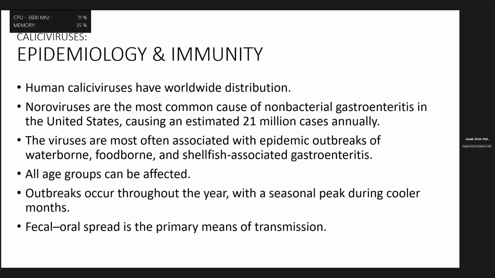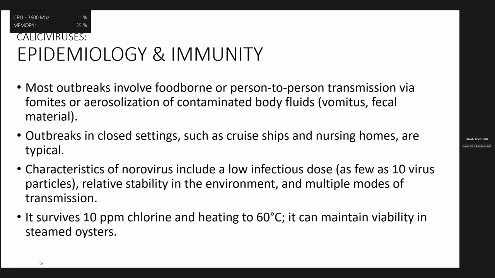Noroviruses are the most common cause of non-bacterial gastroenteritis in the U.S., causing an estimated 21 million cases annually. The viruses are most often associated with outbreaks of waterborne, foodborne, and shellfish-associated gastroenteritis, and all age groups can be affected. Outbreaks occur throughout the year with a seasonal peak during cooler months, and fecal-oral spread is the primary means of transmission. Most outbreaks involve foodborne or person-to-person transmission via fomites or aerosolization of contaminated body fluids like vomitus and fecal material. Outbreaks in closed settings such as cruise ships and nursing homes are typical.